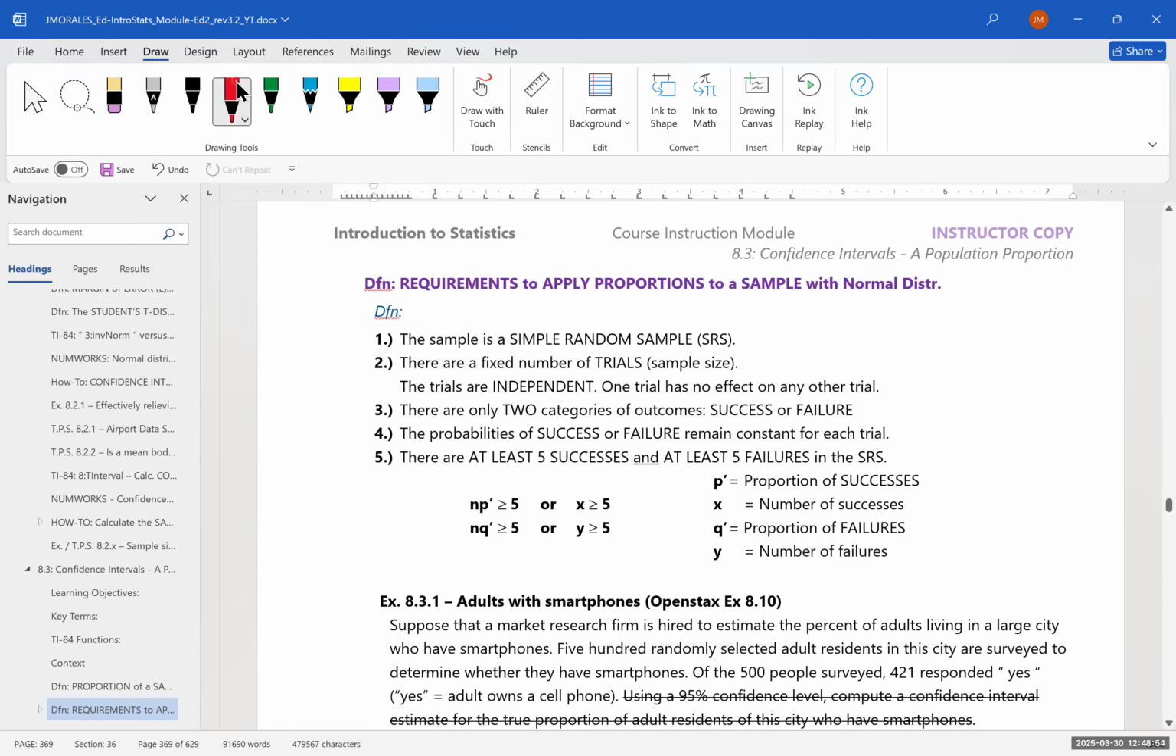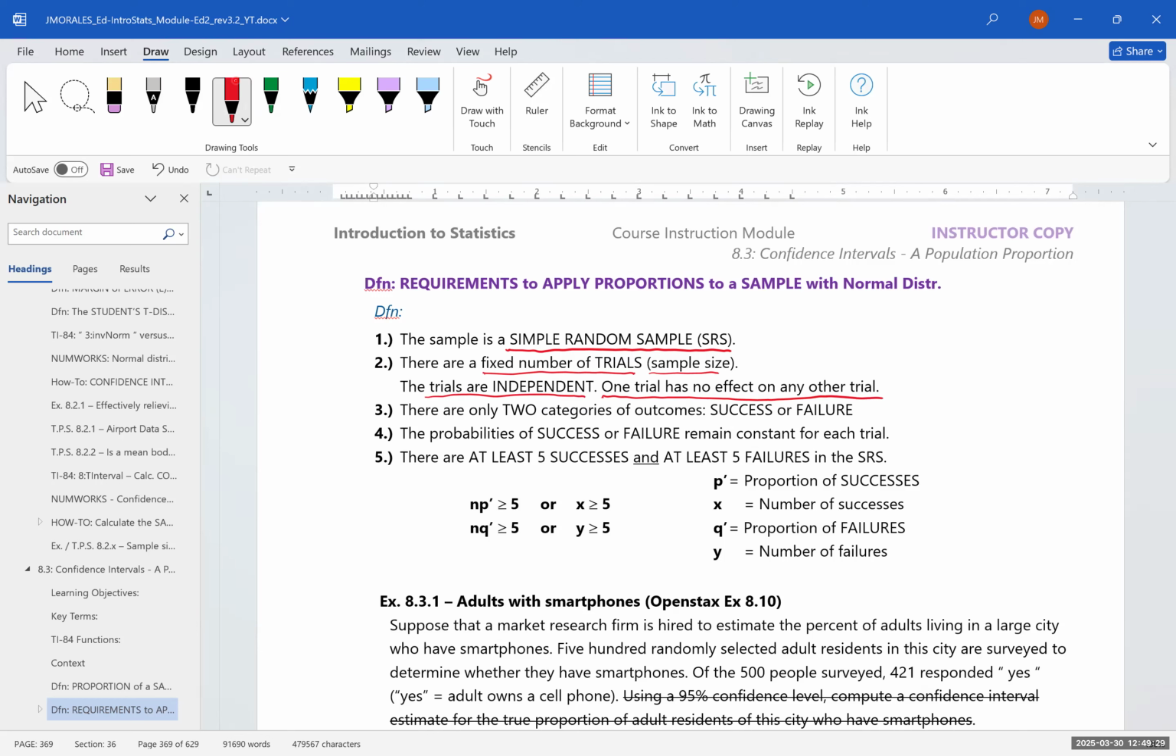Okay, so there is a list of requirements that you want to apply to proportions for a sample with a normal distribution. The sample needs to be a simple random sample. There also needs to be a fixed number of trials, so we need to have a fixed sample size. Those trials need to be independent, meaning one trial has no effect on any other trial that follows it.